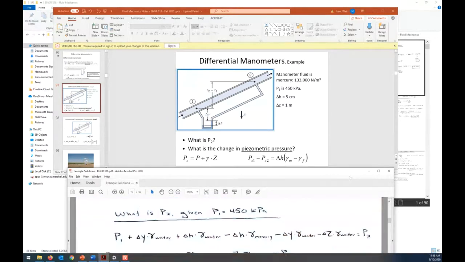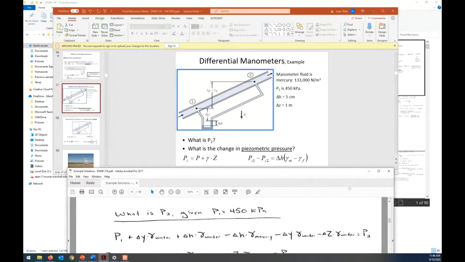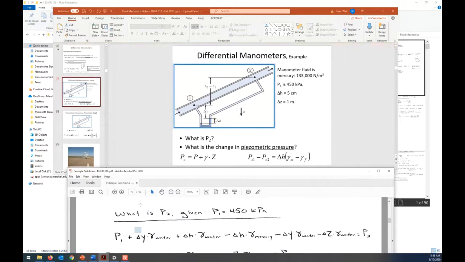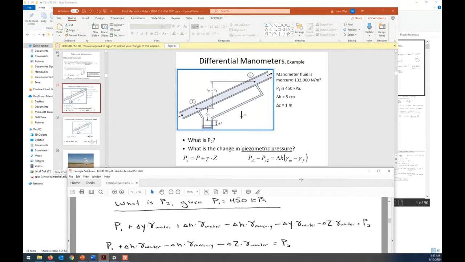Now there are some common terms in this full equation. Some of the terms are going to cancel out. For example, we have the plus delta Y gamma of water, and here's minus delta Y gamma of water. So that cancels out. If we rearrange the terms to simplify by canceling out that expression that was both a plus and a minus, here's what's left over. We've got P1 plus delta H times the gamma of water minus delta H times gamma of mercury minus delta Z gamma of water is equal to P2.